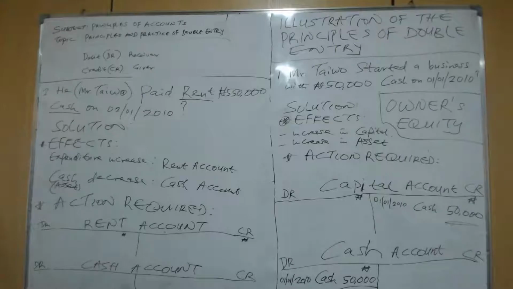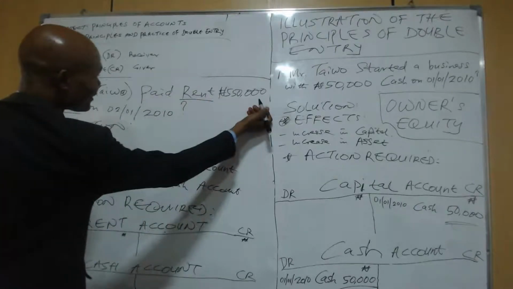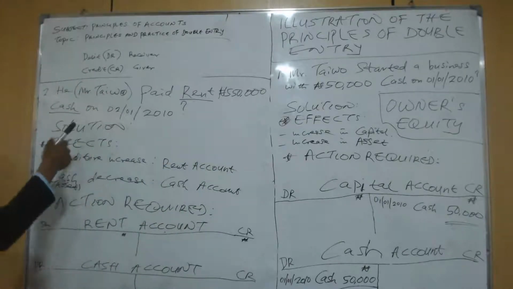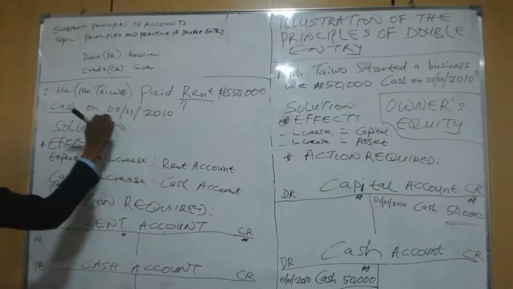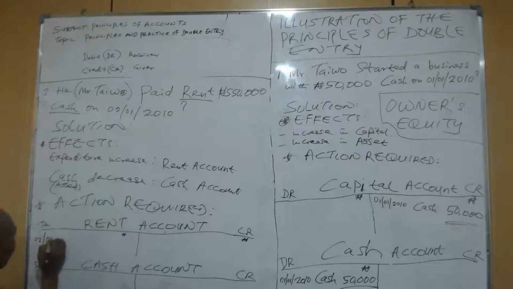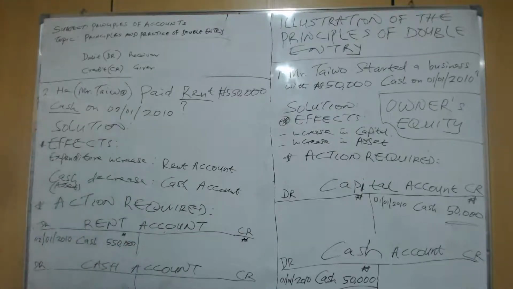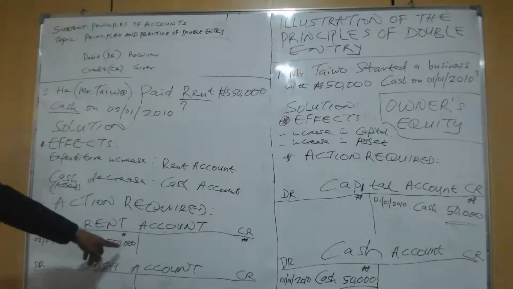Rent received the money, 550,000. That rent is an expenditure, it's an expense. And while we are looking at the memory verse, we say debit entry represents an expenditure or an expense. And that is what you are saying here. So rent will be debited. The first thing to note is the date. The date is 2nd January 2010. The sum of 550 naira.